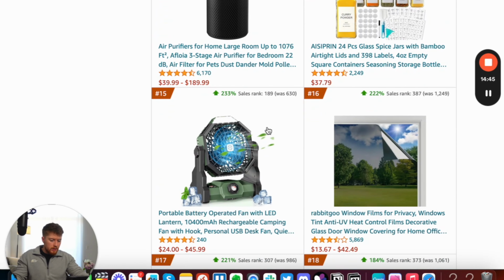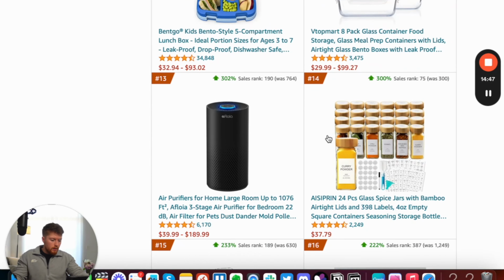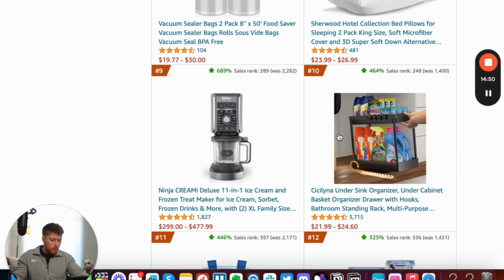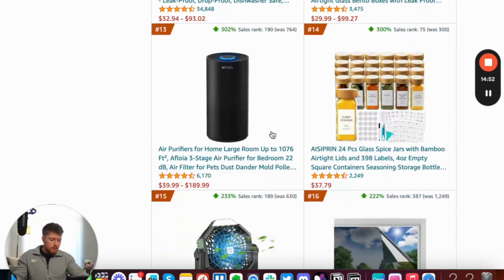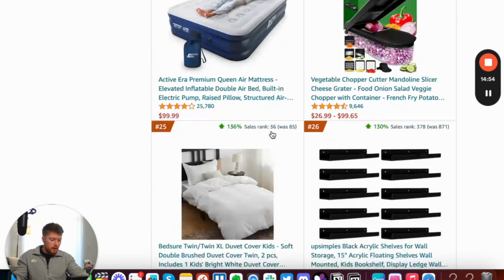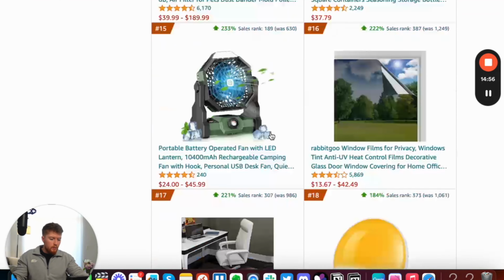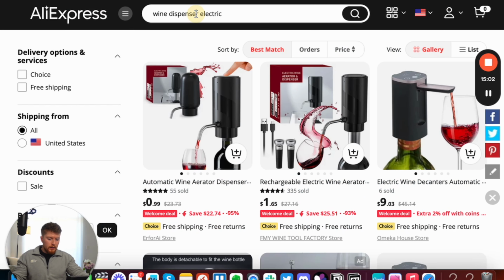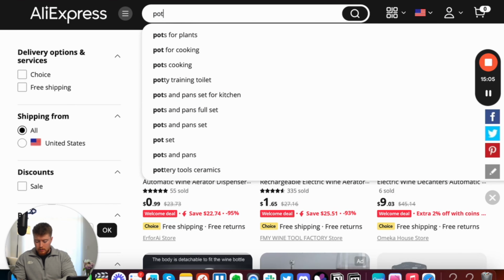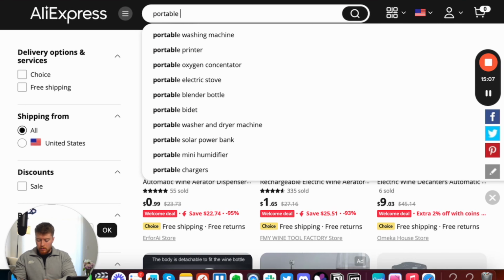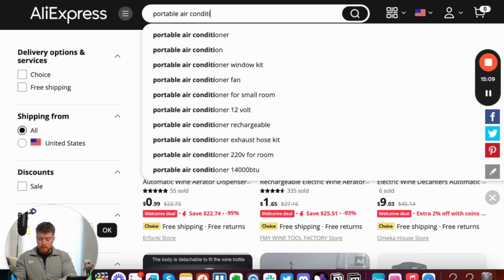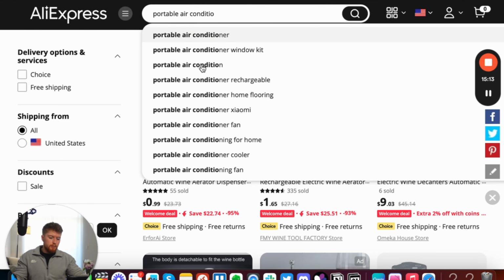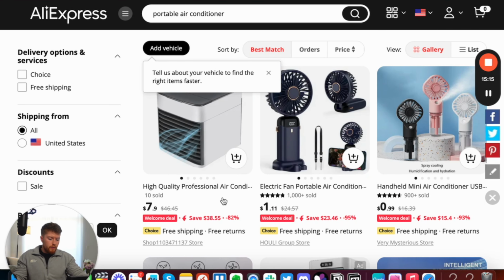We've got some others here. We've got a portable fan. We've got some other things that are kind of moving and shaking, and these are some things that we can get some ideas from. But let's check out the one at the very top, just to see if we can find something. If we jump back into AliExpress and look for portable air conditioner, portable AC, right? So let's see what we can find here.